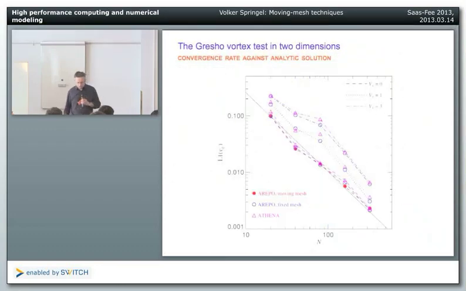Here is a result that shows an L1 error norm, where you simply add up the difference between your numerical result and the analytic result.